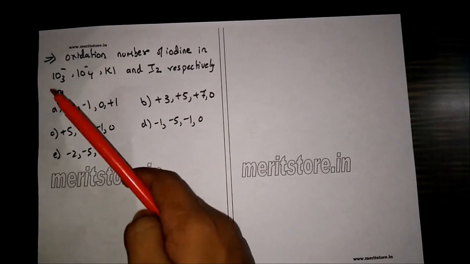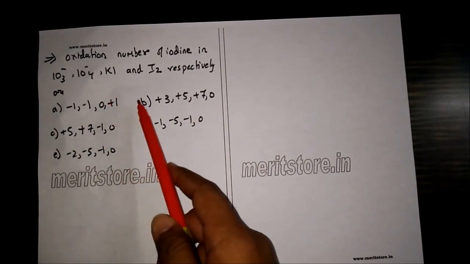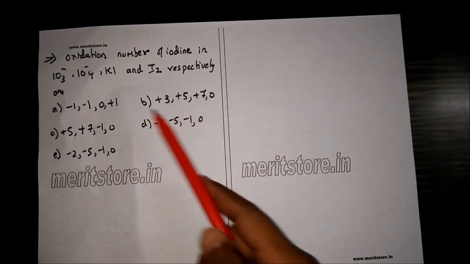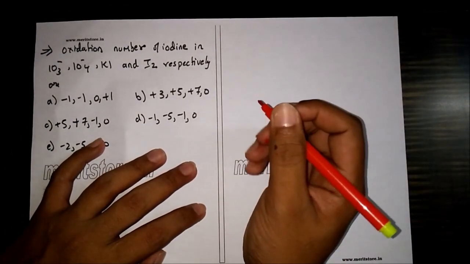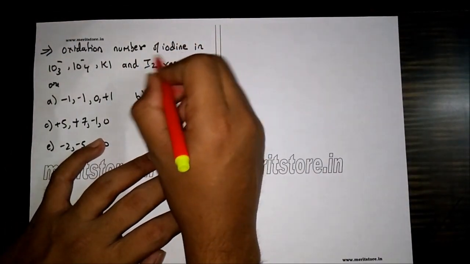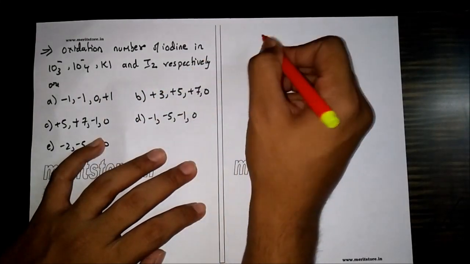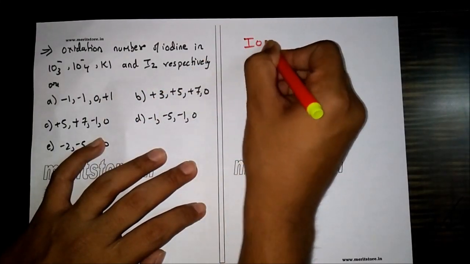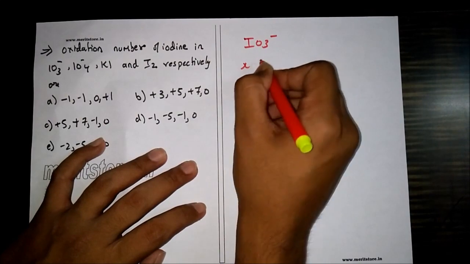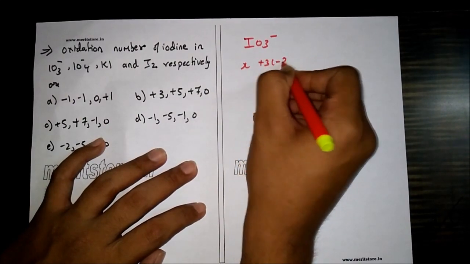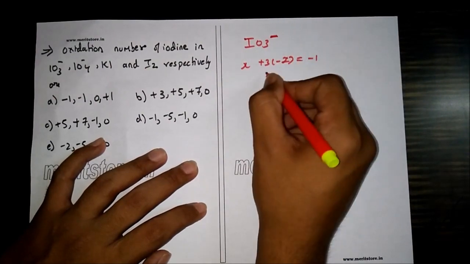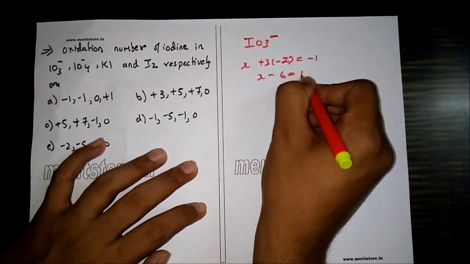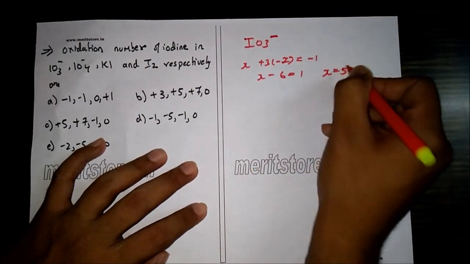Oxidation number of iodine in IO3 minus, IO4 minus, KI and I2 respectively are. Here are the options. Now, let's find the oxidation number of iodine. Let the oxidation number of iodine in all these compounds be x. Therefore, in first, which is IO3 minus, x plus 3 into minus 2 is equal to minus 1 since there is a negative charge here. Therefore, x minus 6 is equal to minus 1. Therefore, x is equal to 5.